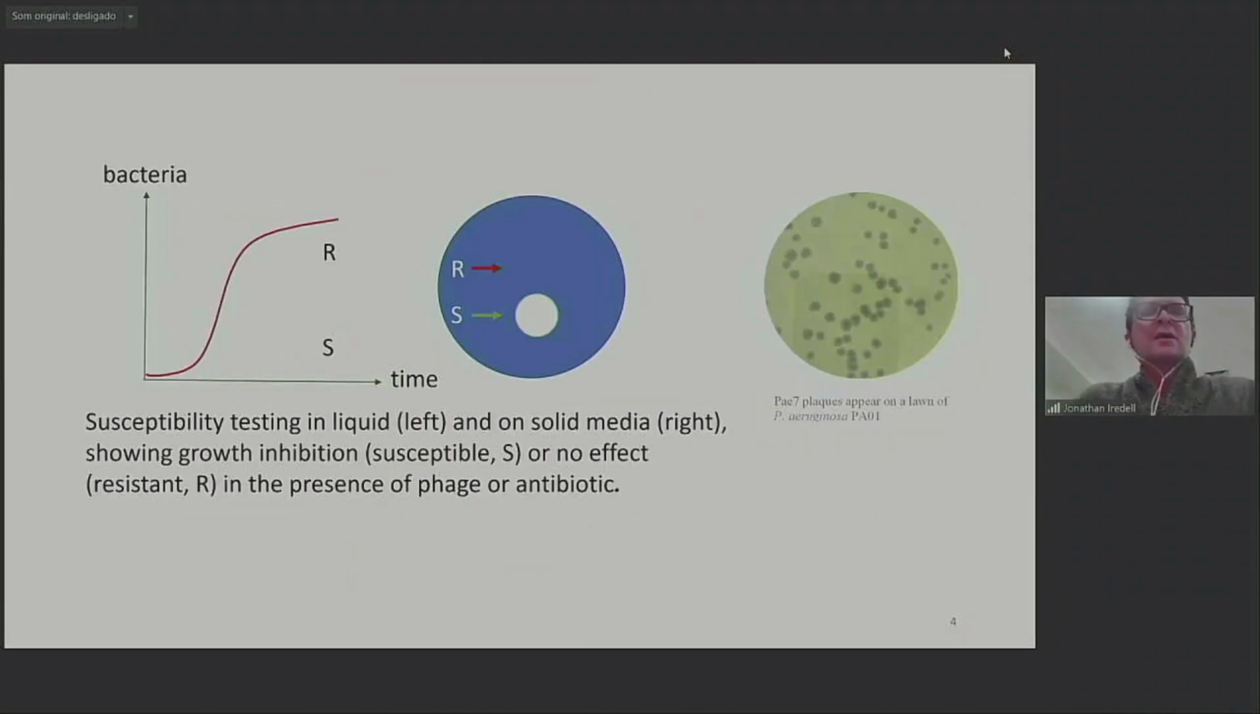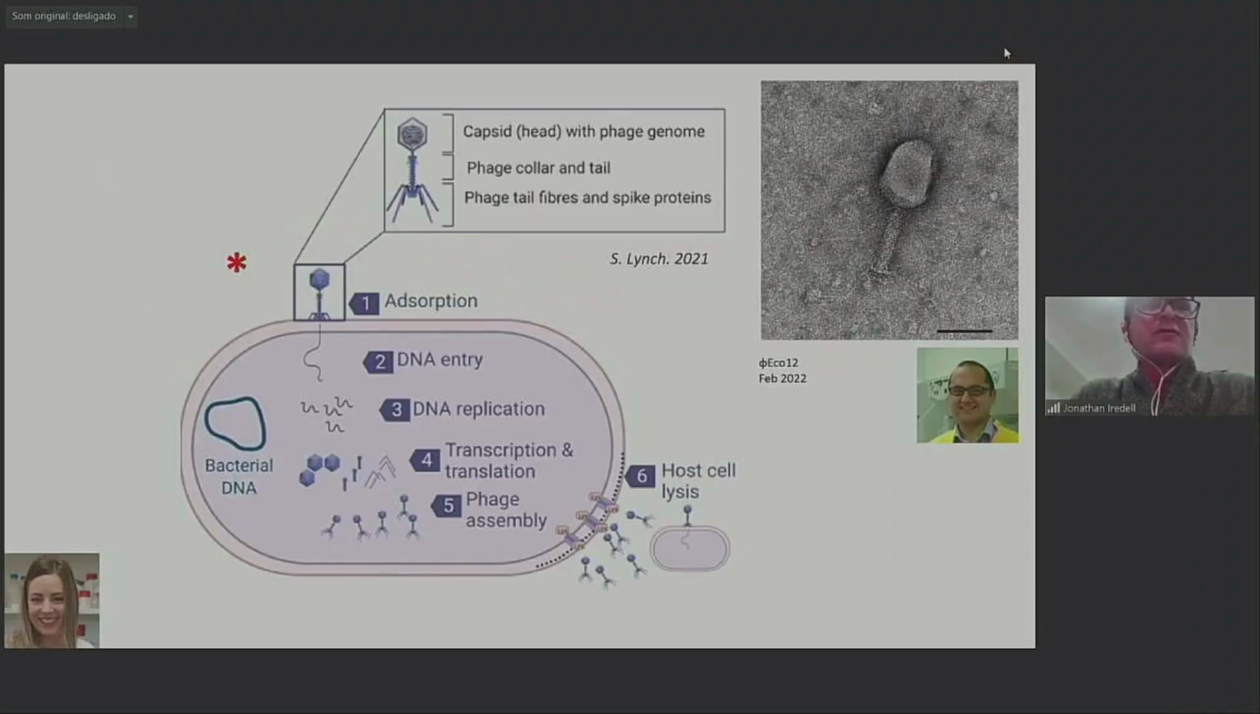So like bacterial antibiotic resistance testing, phage susceptibility testing can be done in liquid medium or on broth medium, and essentially we're looking for inhibition of bacterial growth because we know that that correlates with clinical outcomes. So in many ways it looks similar in the diagnostic laboratory, but in so many ways it is different. It's different because this is a living therapy.